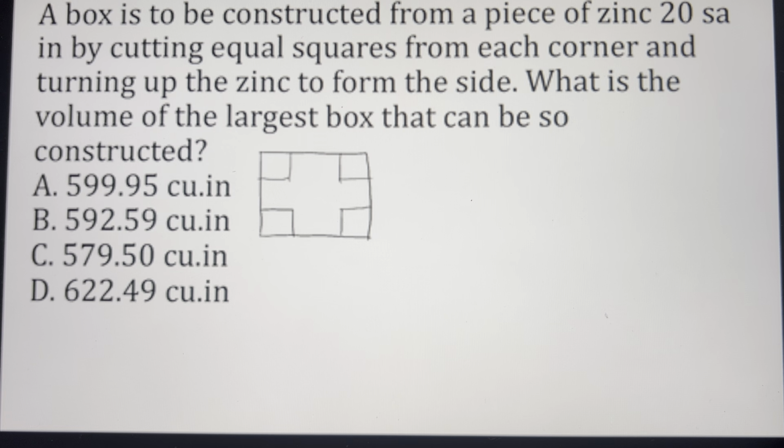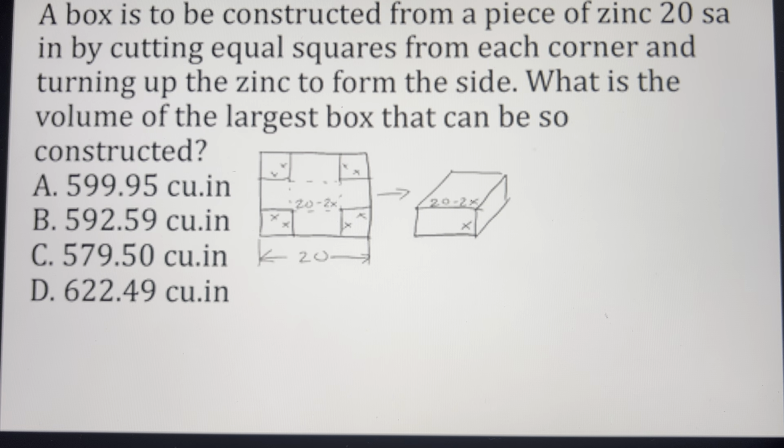So originally, the length of each side is 20 inches. And we want to cut squares on either side. So let's say the edge of each square is x. So meaning, if we fold this box, the new edge here will be 20 minus 2x. If we fold this down, this will become like this. A box of 20 minus 2x on either side, and the height is x.